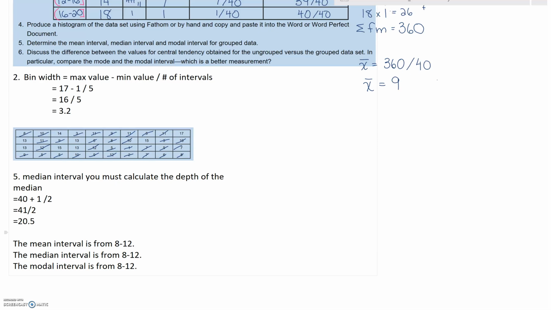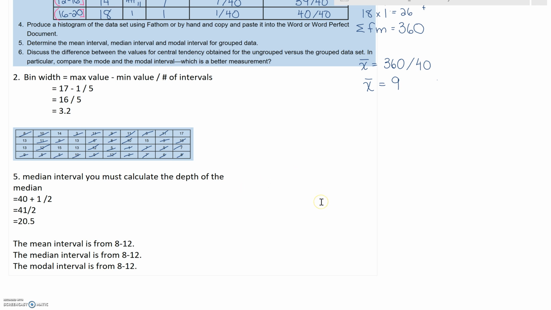Okay. So discuss the difference between the values for central tendency obtained for ungrouped versus grouped. So ungrouped is more specific because you're not talking about specifically between intervals, right? From 8 to 12, that's pretty random. So it's just more specific when you're talking about ungrouped data. And then, which is a better measurement? Based on me saying that, which one do you think is the better measurement, the ungrouped or the grouped? Ungrouped? That's right. Because again, you're not giving intervals. You're giving a specific value.